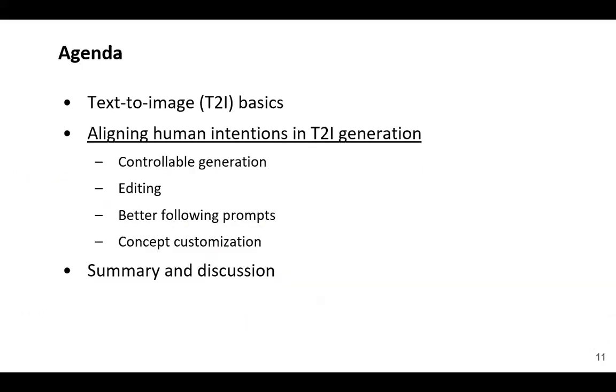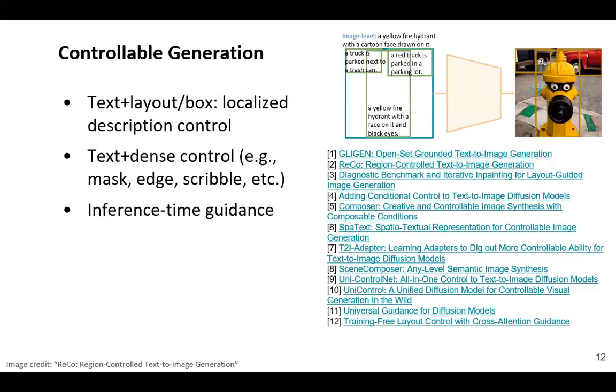So I have just talked about some very brief overview of the basics in text-to-image generation. Next we could continue on to the following four aspects that we talk about in the so-called aligning human intention in text-to-image generation. Again, controllable generation, editing, better following prompts, and concept customization. We start with the controllable generation.